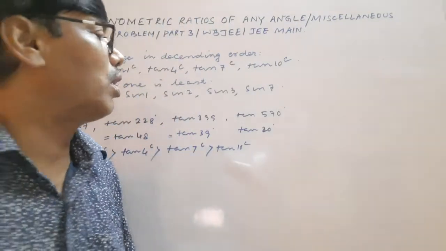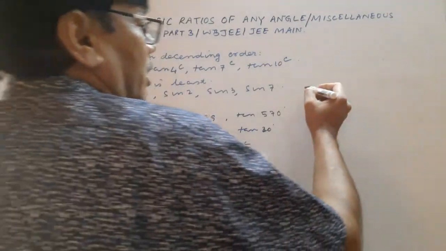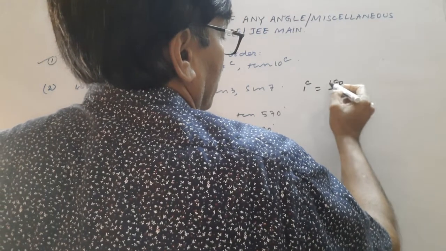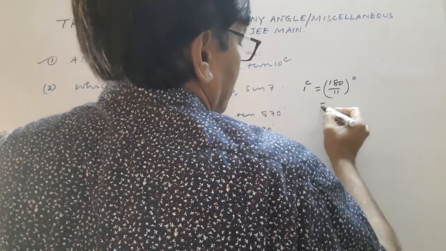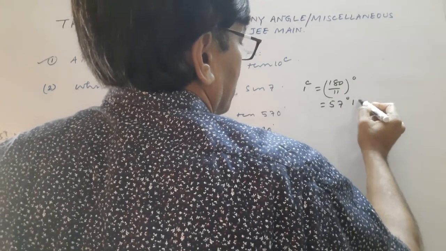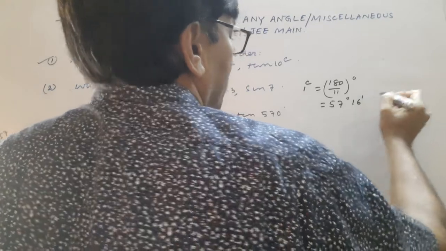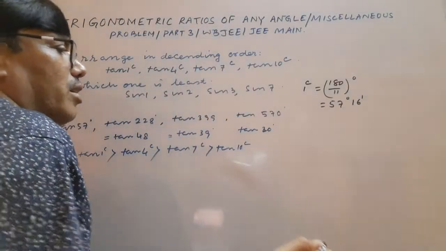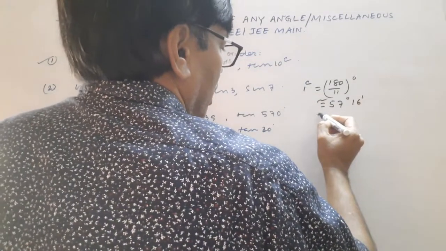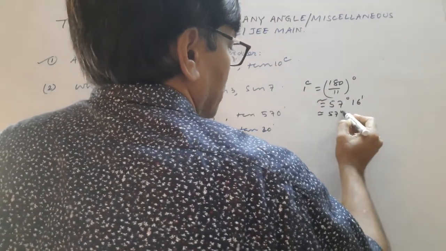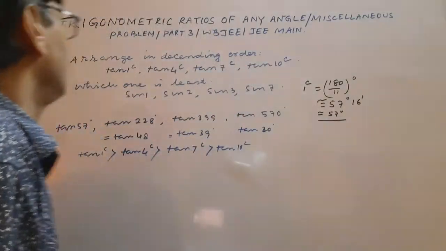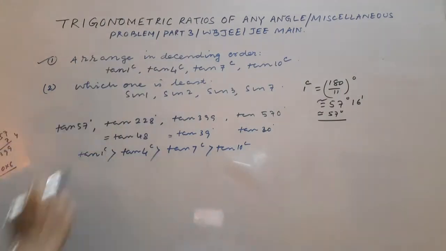Now we have already discussed that 1 radian equals 180 by pi degree, and this is approximately, you remember, 57 degree, 16 minute and 22 second. So approximately, you can write it as 57 degree. So arrange in descending order.